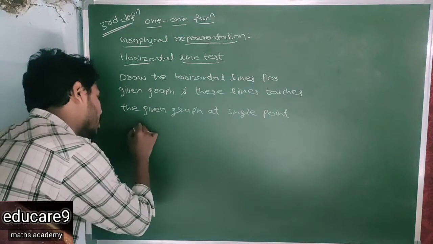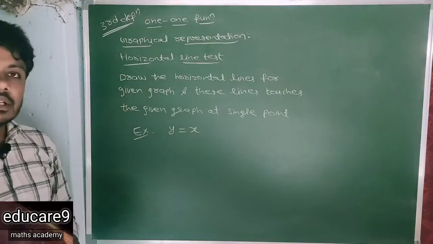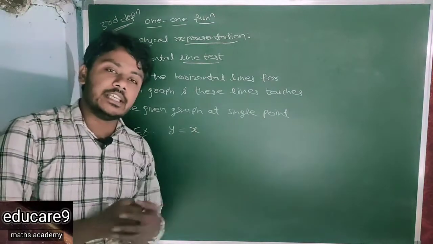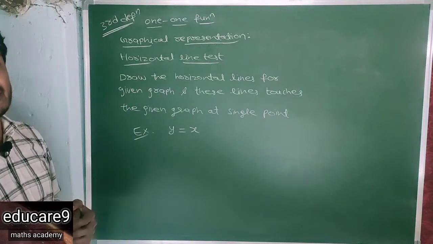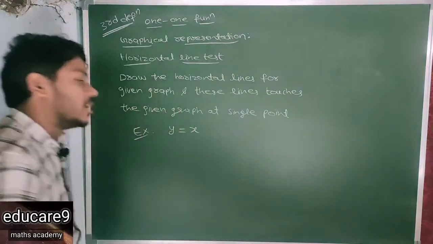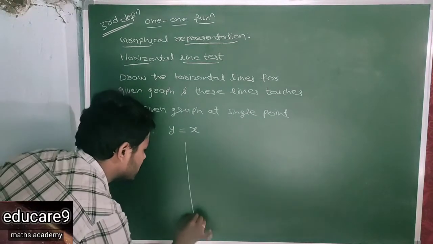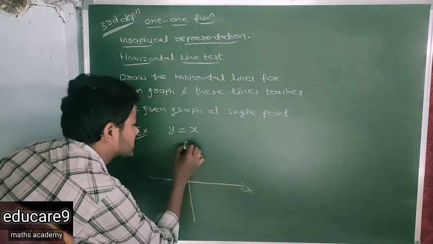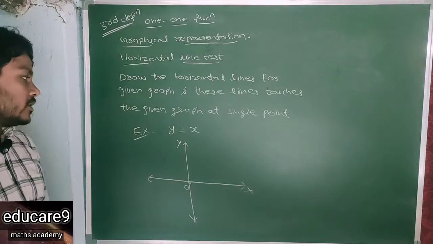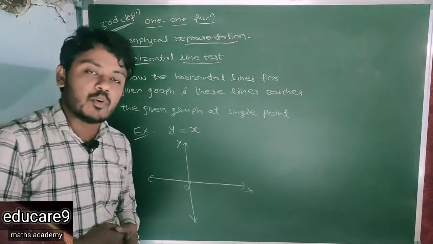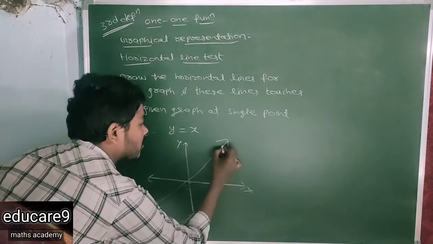See here, for example, y is equal to x. Clearly it is in the form y is equal to mx, so you know that this line always passes through the origin. First you have to draw the graph of the given function. So this is the x-axis and y-axis, and this is the origin. The line y is equal to x always passes through the origin. So this is the graph of y is equal to x.